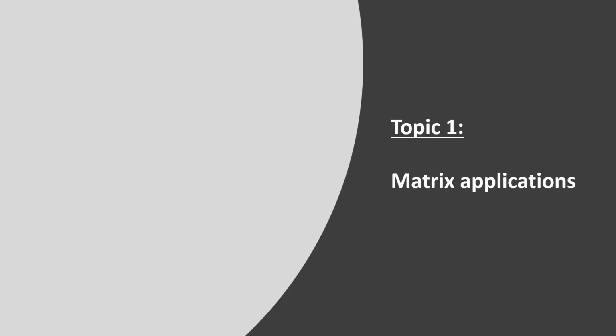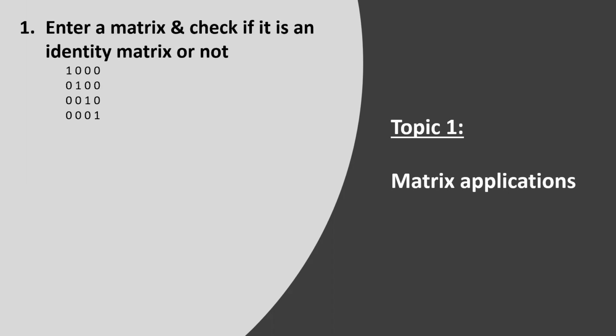So the topic is matrix application, some complicated programming over the matrix. For the first program, I am considering that you know how to take the inputs and you know the basic operations of the matrix. If not, I would request you to revisit the last class and solve the exercise for the matrix and then come into this chapter. The first program says: enter a matrix and check if it is an identity matrix or not.